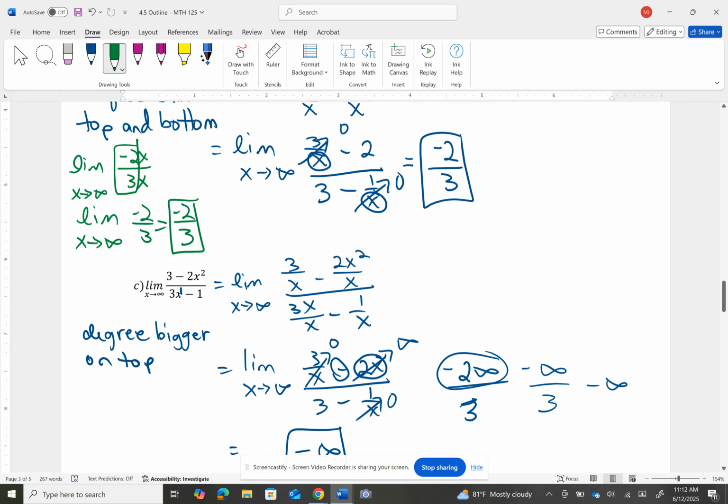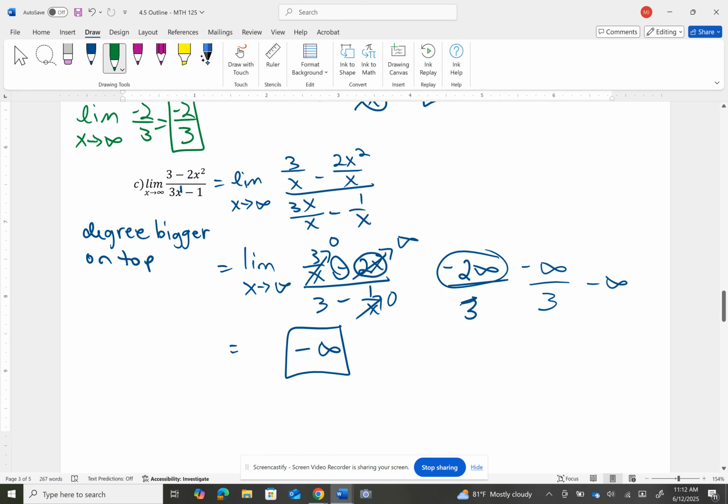All right, now let's look at this one. The leading term on top was the -2x squared. On the bottom, it was 3x. So notice how the degree on top being bigger means that the magnitude of the infinity we have on top is more. Or go ahead and simplify before you analyze. Knock out one of those x's and then look at that.